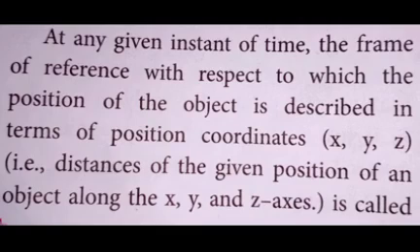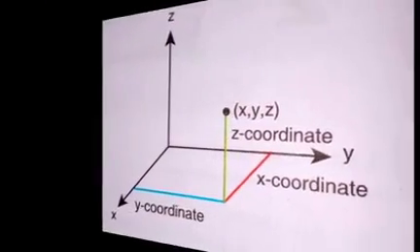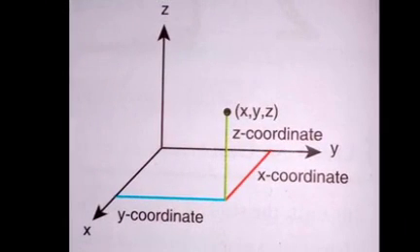Students, listen carefully. When the object is moving with respect to time, then finding the position of the moving object is said to be the Cartesian coordinate system. We have three axes in the Cartesian coordinate system: one is the x-axis, then the y-axis and the z-axis. Now see the diagram. This diagram represents the Cartesian coordinate system. The x, y, z axes represent three dimensions.